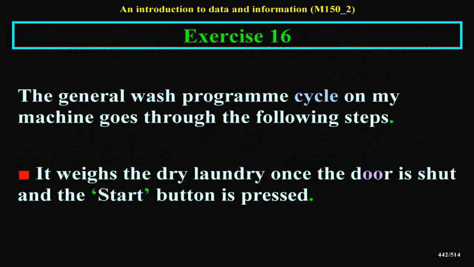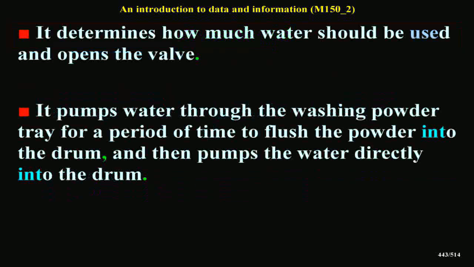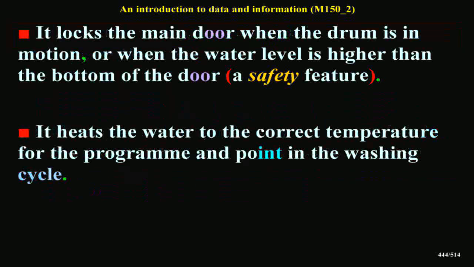Exercise 16. The general wash program cycle on my machine goes through the following steps. It weighs the dry laundry once the door is shut and the start button is pressed. It determines how much water should be used and opens the valve. It pumps water through the washing powder tray for a period of time to flush the powder into the drum, and then pumps the water directly into the drum. It locks the main door when the drum is in motion, or when the water level is higher than the bottom of the door, a safety feature.